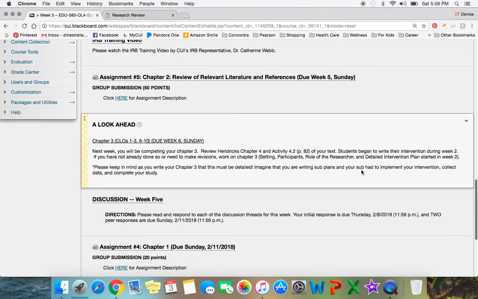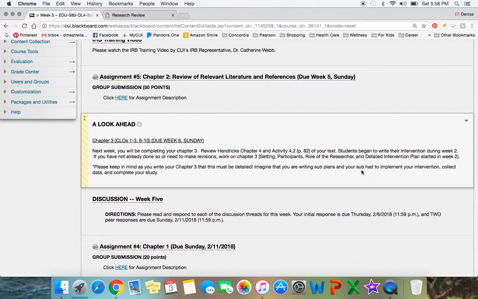Next week, you will be completing your chapter 3. So what you'll be doing is putting together the work that each partner in the group did, and you'll be going through your literature review and making sure that it connects and is seamless and sounds as if it has one author's voice.